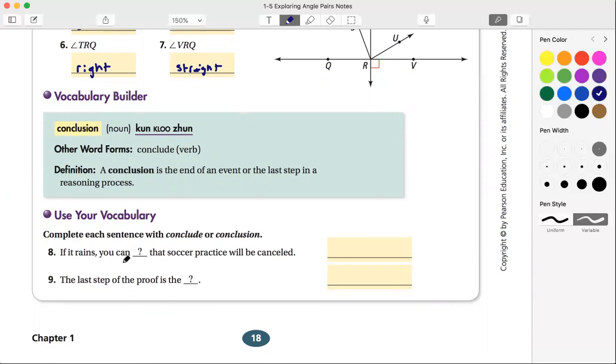If it rains, you can blank that soccer practice will be canceled. Well, I can do something. What can I do? I can conclude. All right, number 9, the last step of the proof is the conclusion. So I'm referring to something. This is the noun.